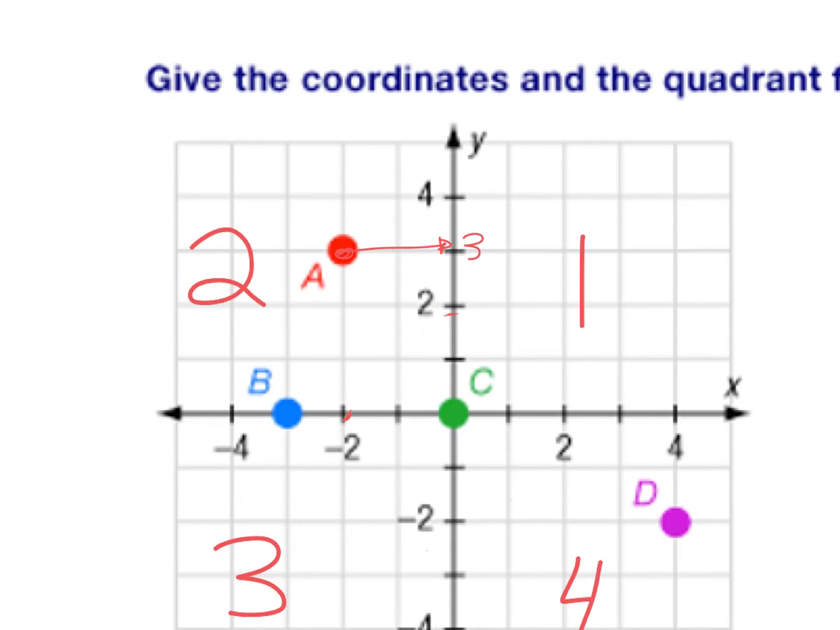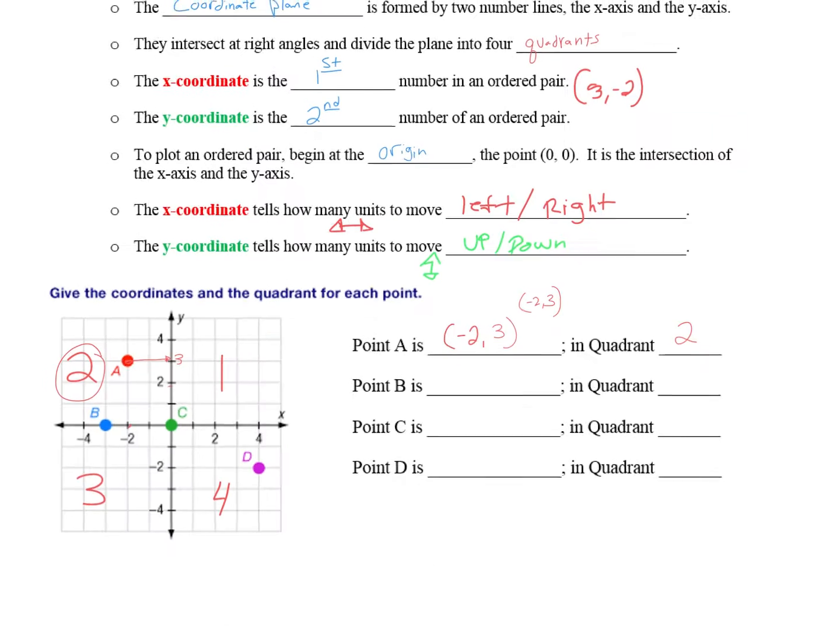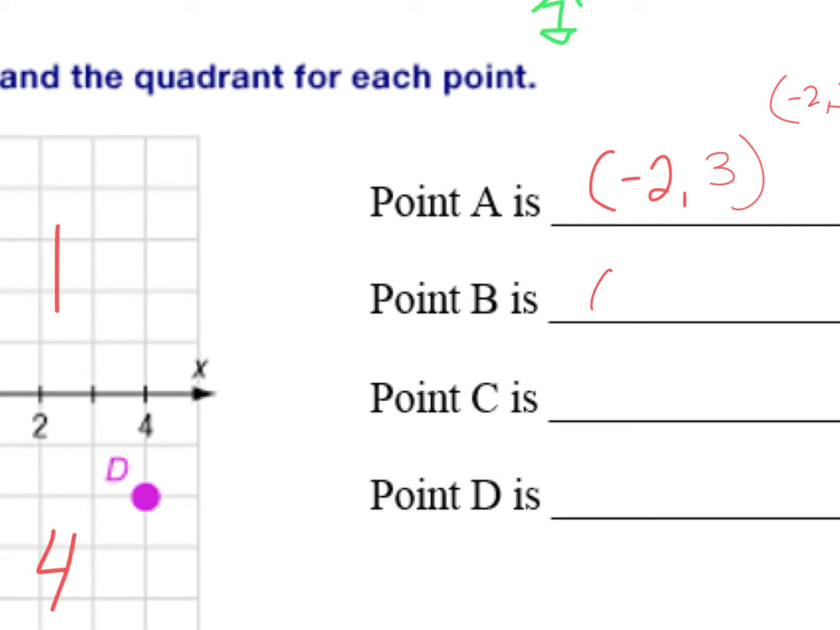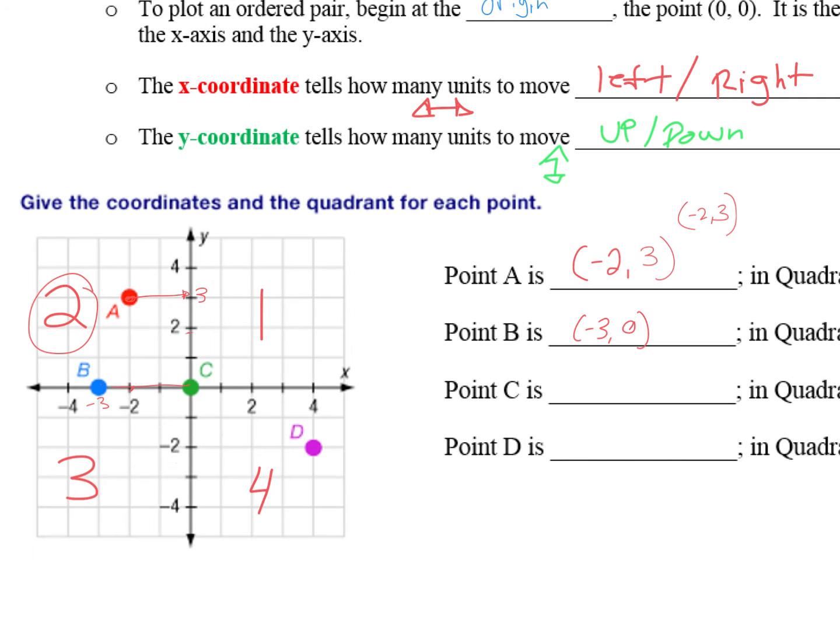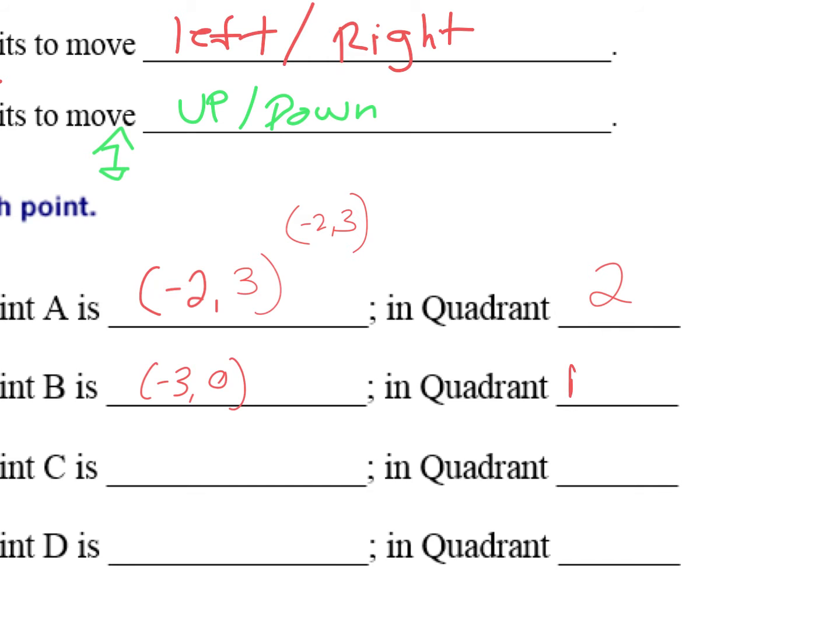Now, what quadrant is point A in? It falls in quadrant 2. Point B, you go left over to -3. So our x value is -3. And we actually don't go up or down at all, so our y value is 0. If it falls on your x or y axis, it is not in a quadrant. So you can just put none.